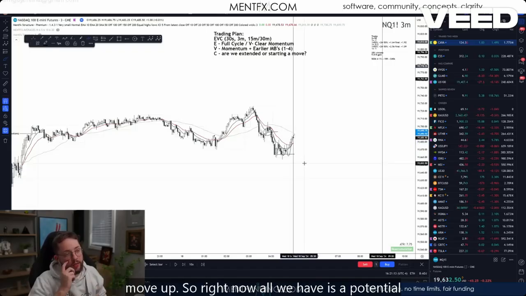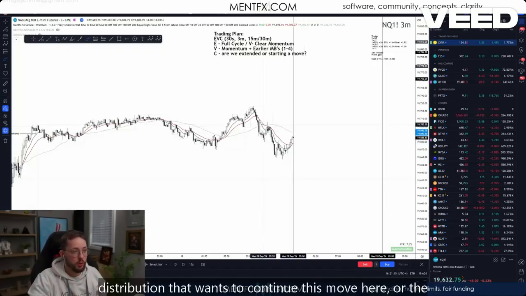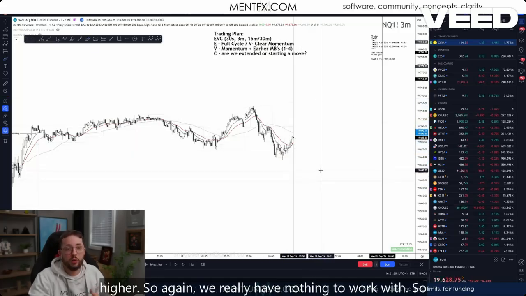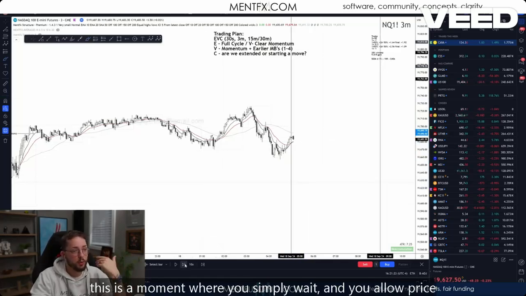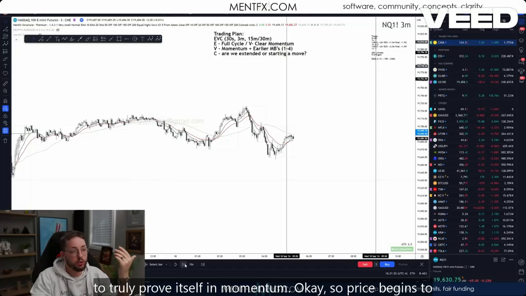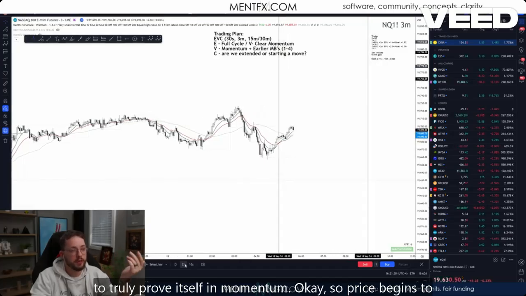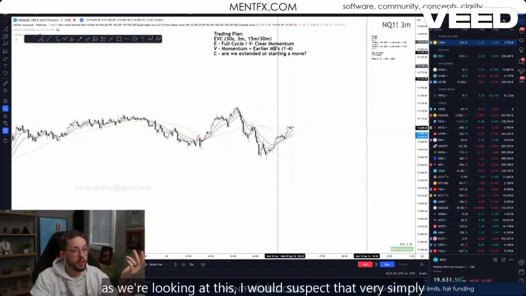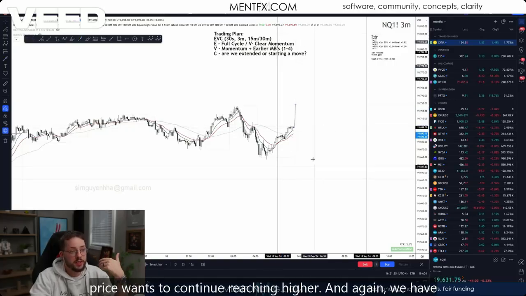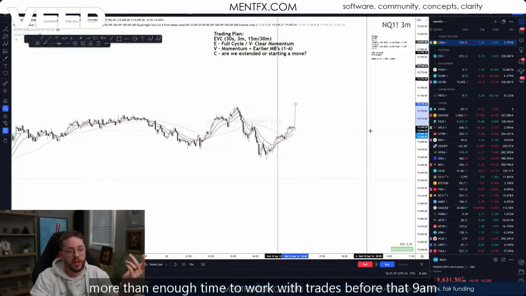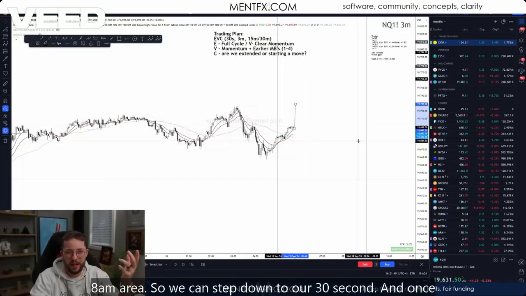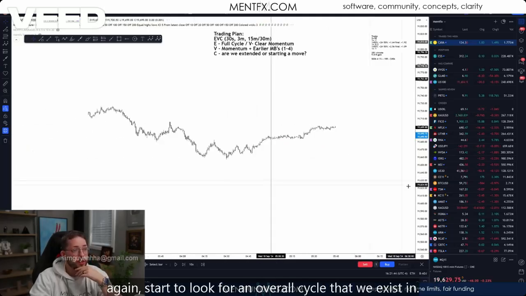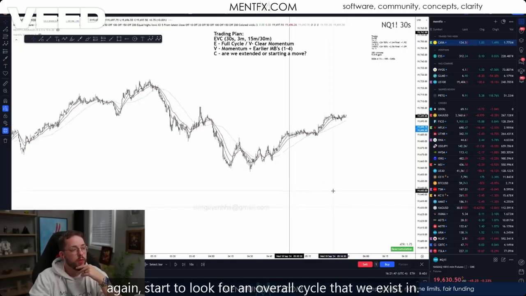So right now, all we have is a potential distribution that wants to continue this move here, or the start of an accumulation that may want to continue to move higher. So again, we really have nothing to work with. So this is a moment where you simply wait and you allow price to truly prove itself in momentum. Okay, so price begins to prove itself with some momentum here. And in this case here, as we're looking at this, I would suspect that very simply, price wants to continue reaching higher. And again, we have more than enough time to work with trades before that 9 a.m., 8 a.m. area.